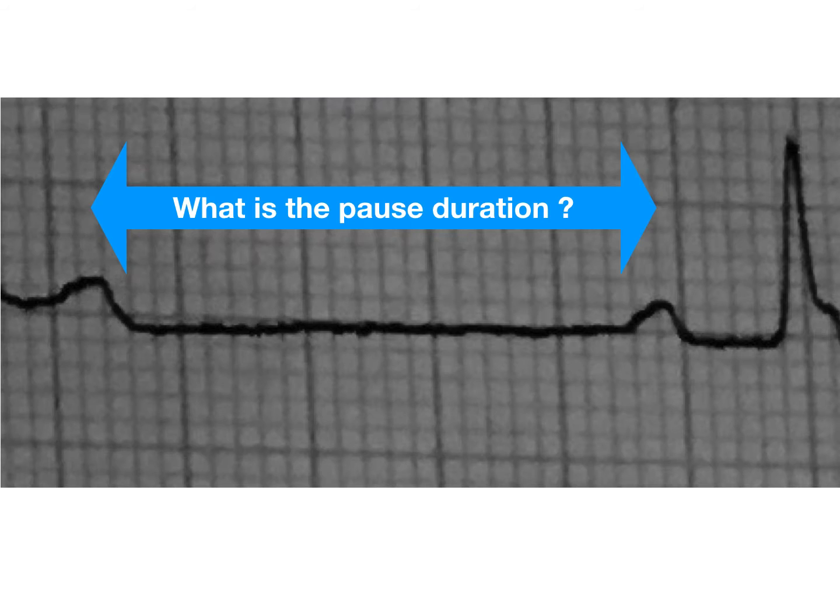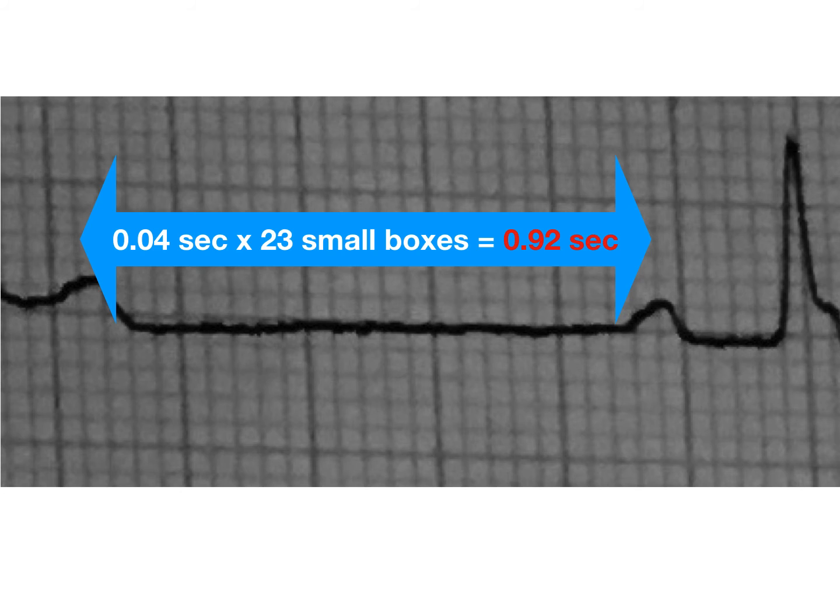In this next example, I want you to calculate the pulse duration from P to P. Okay, take your time. You may pause the video and come back later. As you can see, we can calculate the time by counting every small box from P to P. That would equal 23 small boxes times 0.04, and the answer would be 0.92 seconds.